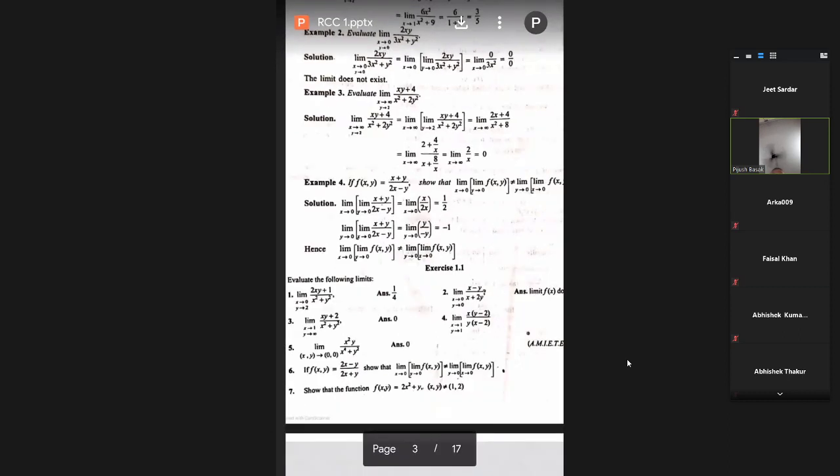So this can be done. First you take x tends to 0, then you take the limit y tends to 0. The value of this is half, as seen in the picture. Then you take at first y tends to 0 and afterwards x tends to 0. The value is -1. So we can say that this is not equal. The limit taken in reverse order is not equal.